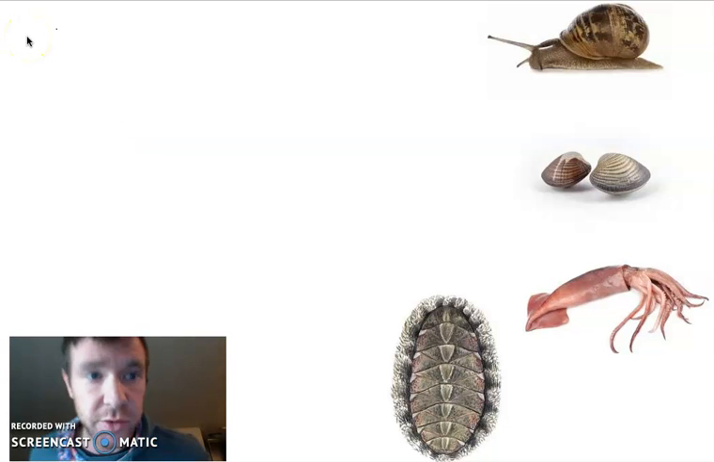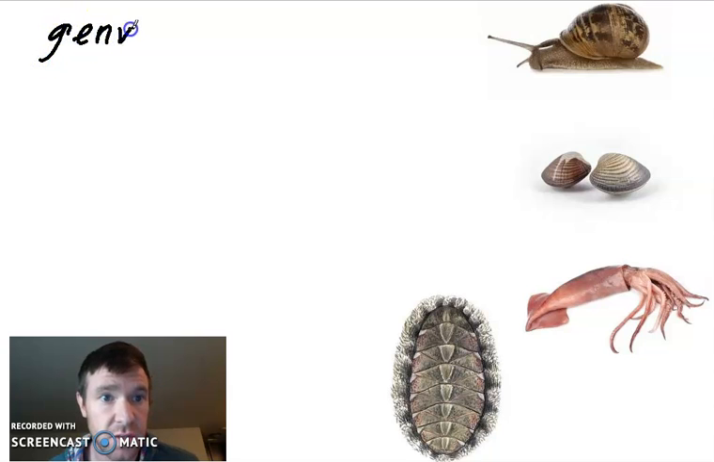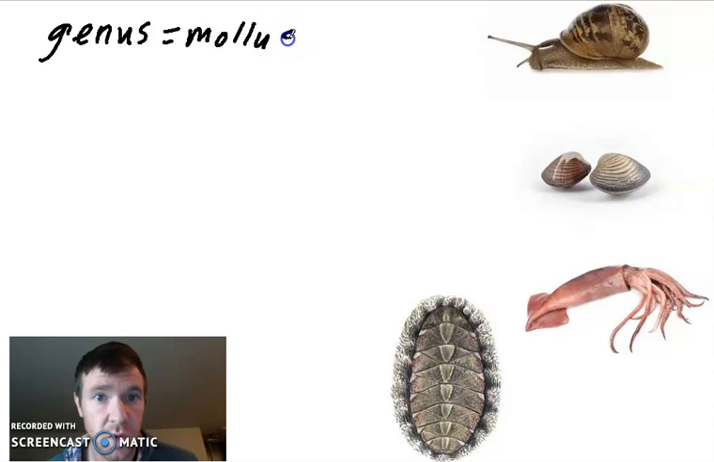All right, now we're going to jump into the genus of Mollusca. So genus equals Mollusca. This is an interesting one. We're going to go over four major classes here.